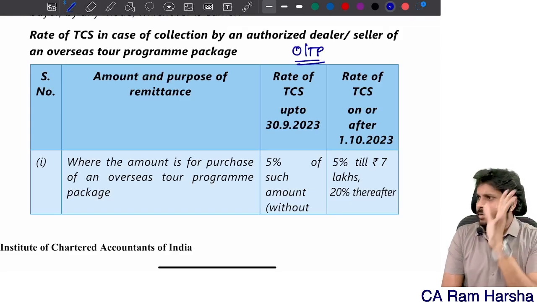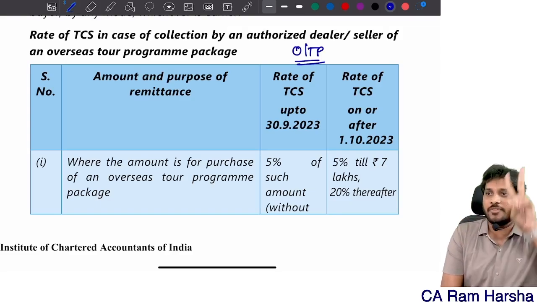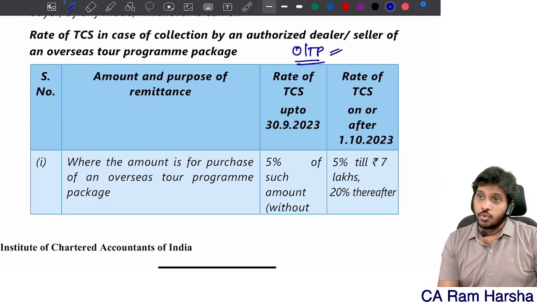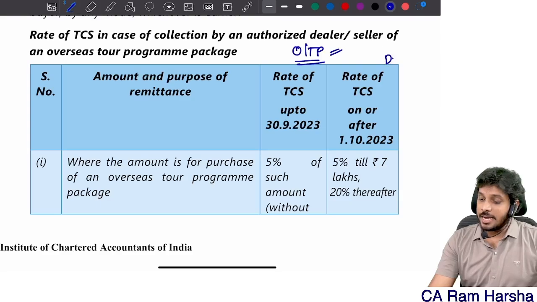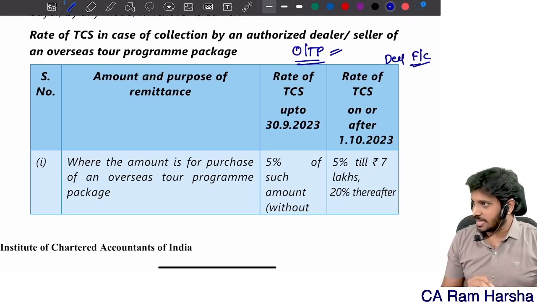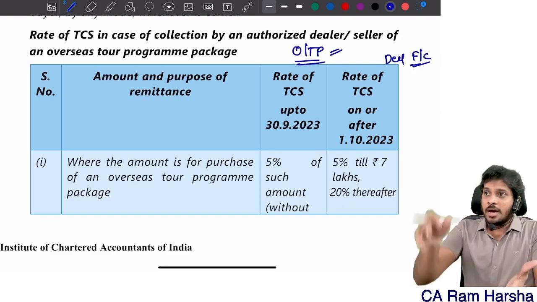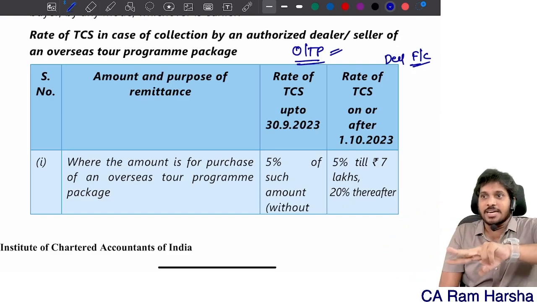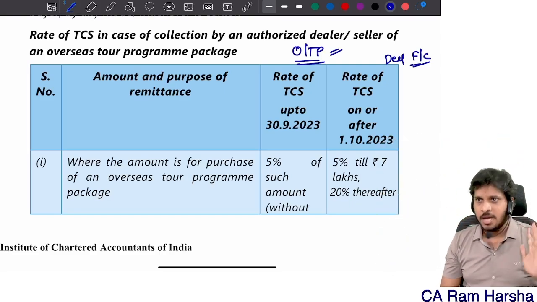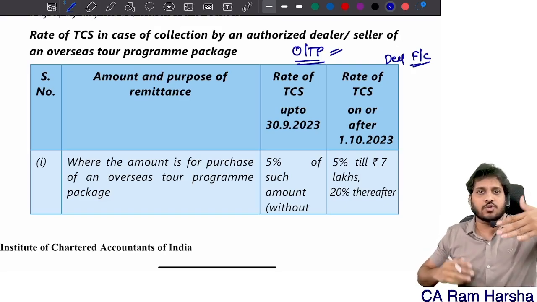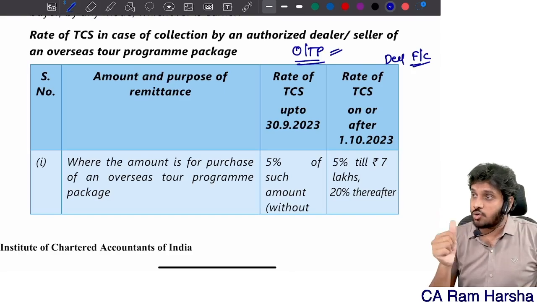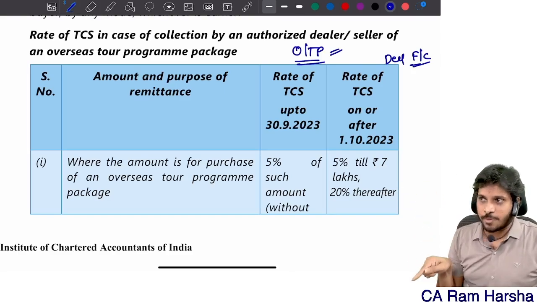One, this section is applicable for two sellers. Very simple. One, seller of an overseas tour package. Two, seller or dealer of foreign currency, who lets customers remit foreign currency outside India for various purposes. Let us assume our relative is studying abroad. We want to send money to him. Through which channel? Through an authorized dealer. For that, the TCS provision is applicable.